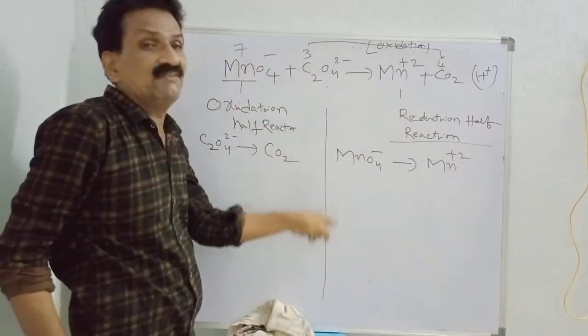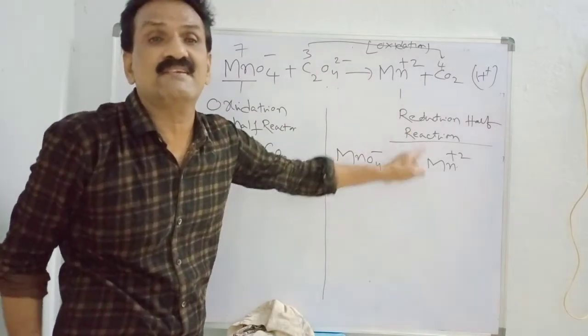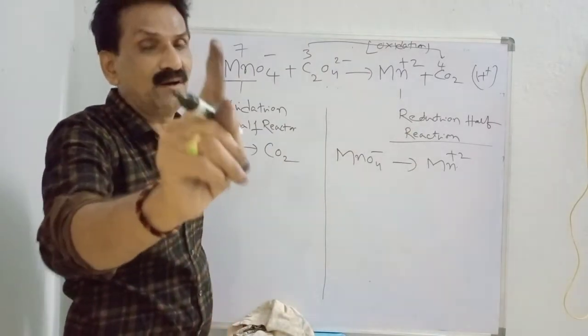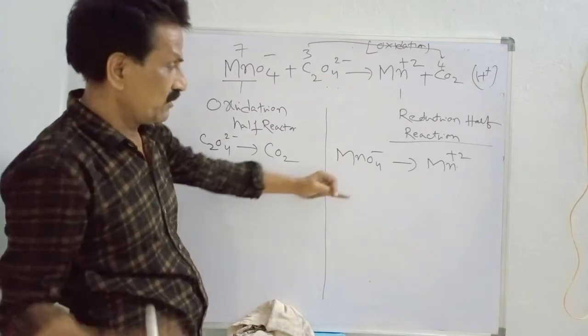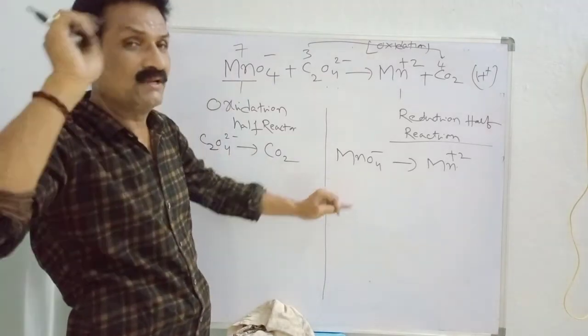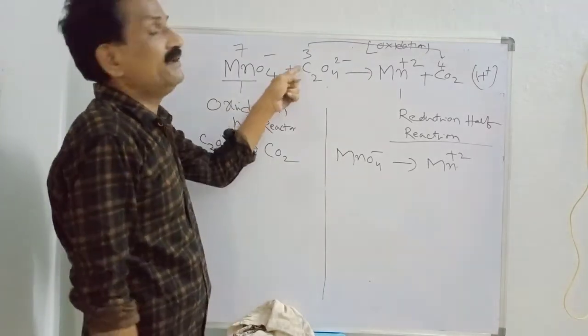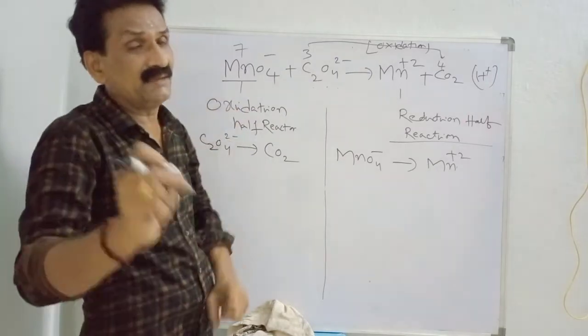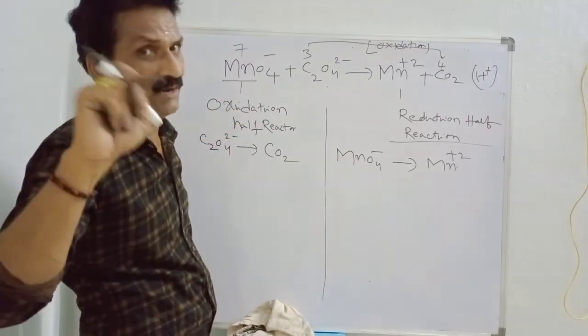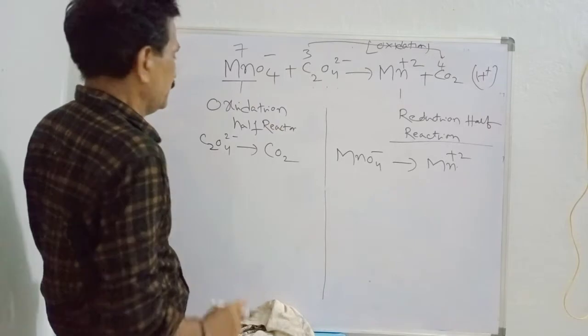This division into oxidation and reduction carries 1 mark. Please note it. If you have done up to this, you will get 1 mark. If you identify it, you will get half a mark in IPE chemistry valuation, I am telling you.